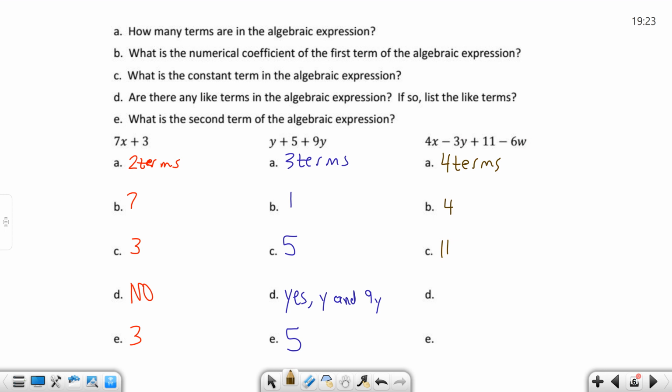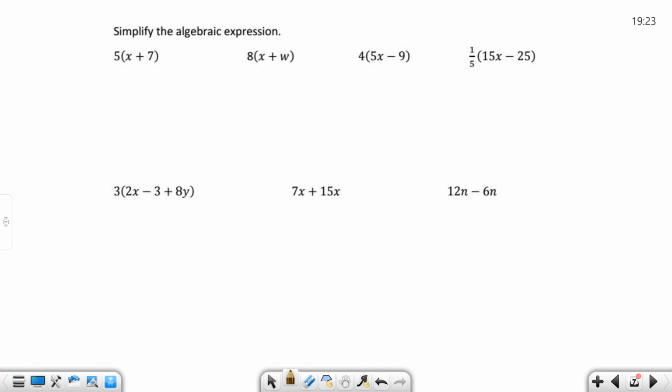Part D says, are there any like terms? So we got x, we got y, we got a number, and we got a constant term, and we got w. None of those are alike. So are there any like terms? Nope. And then finally, it says, what is the second term of the algebraic expression? Negative 3y. There's the second term of the algebraic expression. Negative 3y. All right? So that's A through E for all three of those algebraic expressions.